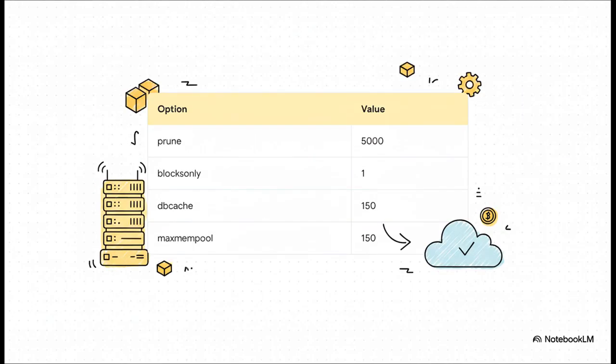And here's the build sheet for our lean, mean, pruned machine. We're setting prune to 5,000 megabytes, that's 5 gigs. We can toss in blocksonly=1 to help save on bandwidth. And look here, we've lowered both dbcache and maxmempool way down to 150 megabytes each to keep that memory footprint super low. This is a lean, efficient, but still fully verifying Bitcoin node.